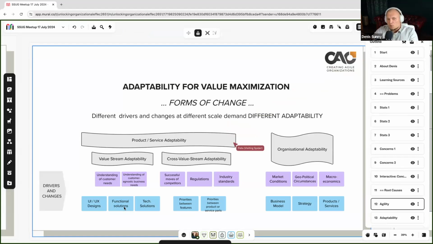Then when it comes to cross-value stream adaptability, we may discover that our competitors make some successful moves, launching new features or even sub-products or products on the market. Some new regulations come up and that requires a completely different focus within our products or services. Industry standards may change. What does it mean? It means that so far we worked on one part or aspect of our product and we know it quite well, but now all our resources would probably need to focus on something else that is of higher value. So we need to be adaptable to changing priorities between features or product parts or service parts.